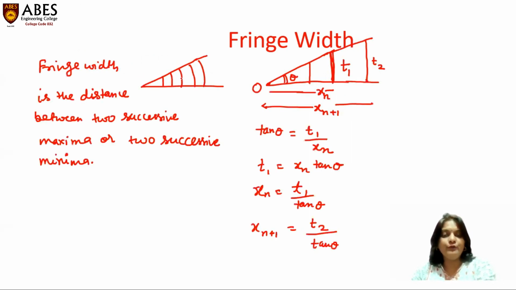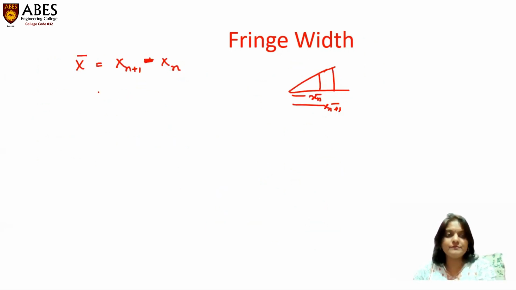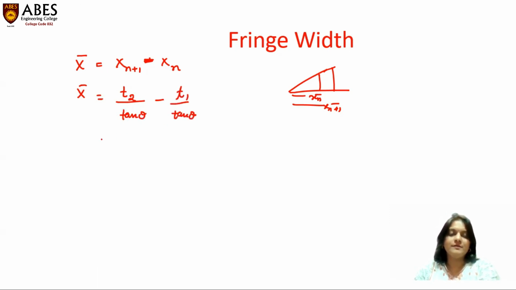So we will put the value from this formula. We got xn plus 1 minus xn is equal to T2 upon tan theta minus T1 upon tan theta. Equation number 1.